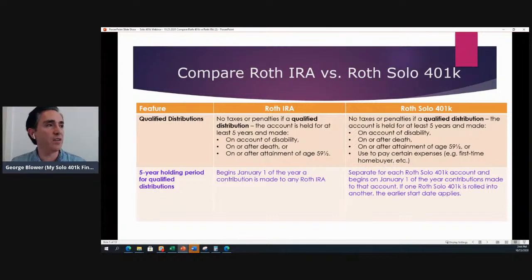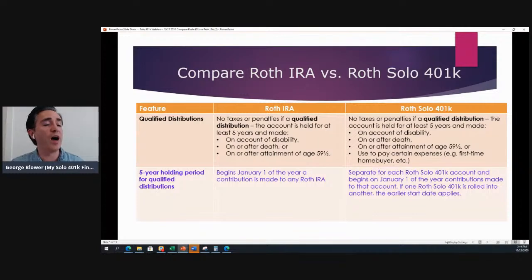So in terms of the next slide here we're focused on distributions. So in terms of a qualified distribution, the concepts are similar, but there are some differences. So with a Roth 401k, you have to have the account for at least 5 years and then turn 59 and a half, or it could be on account of disability, or it could be, for example, if you die, right?